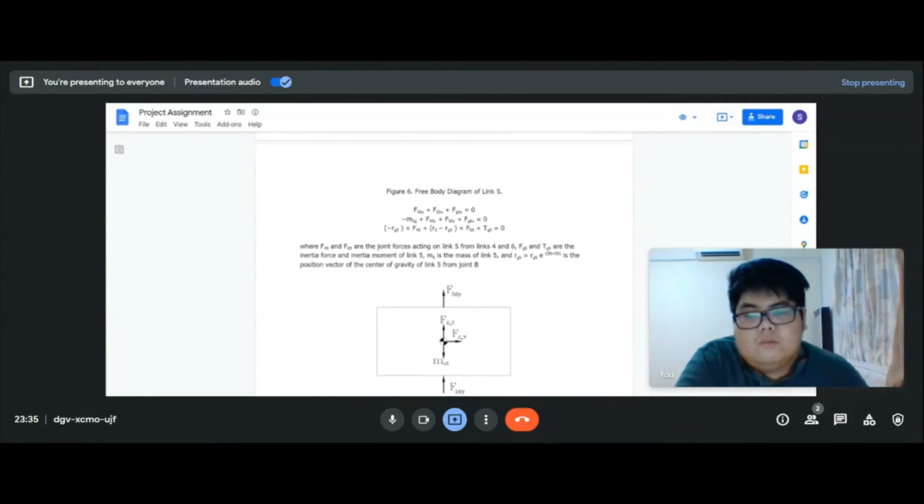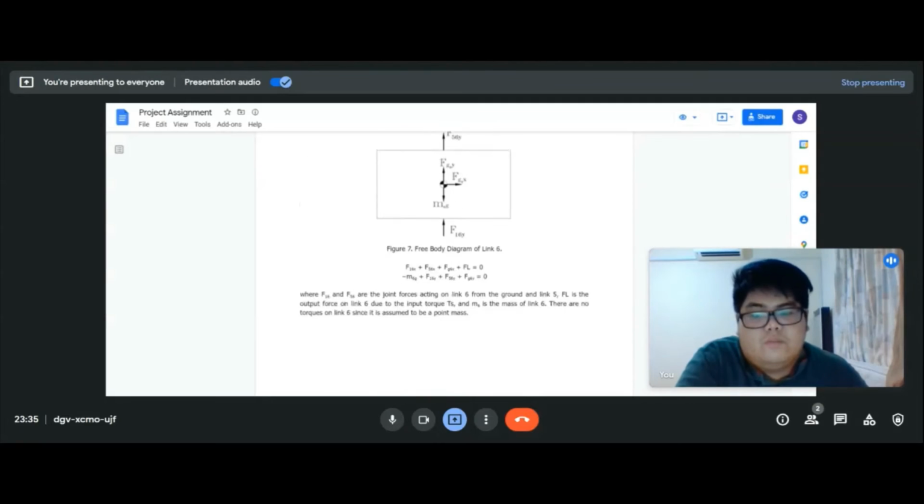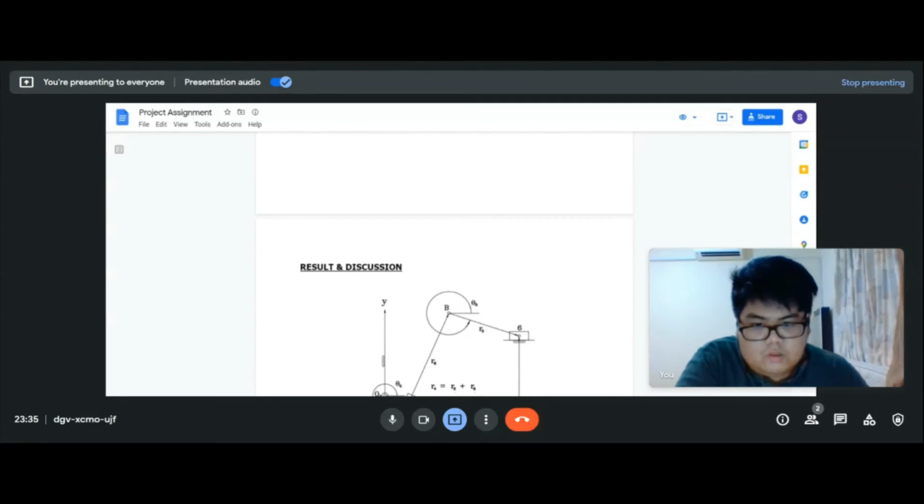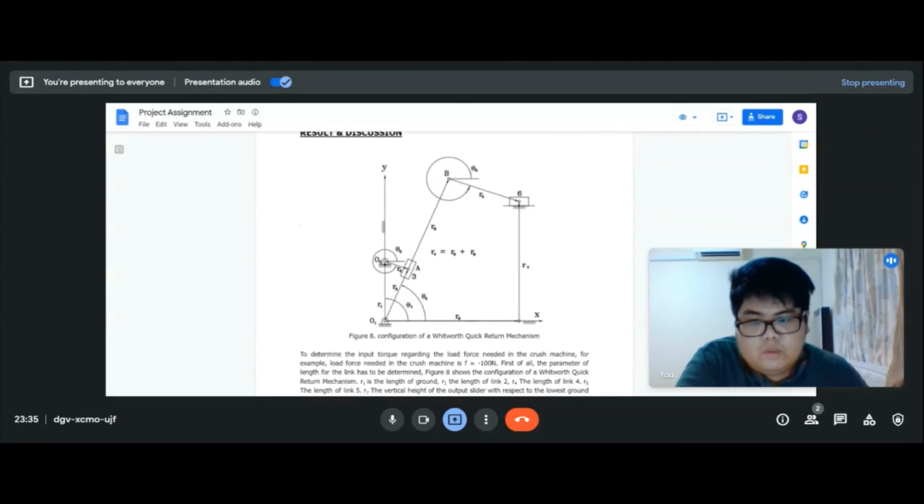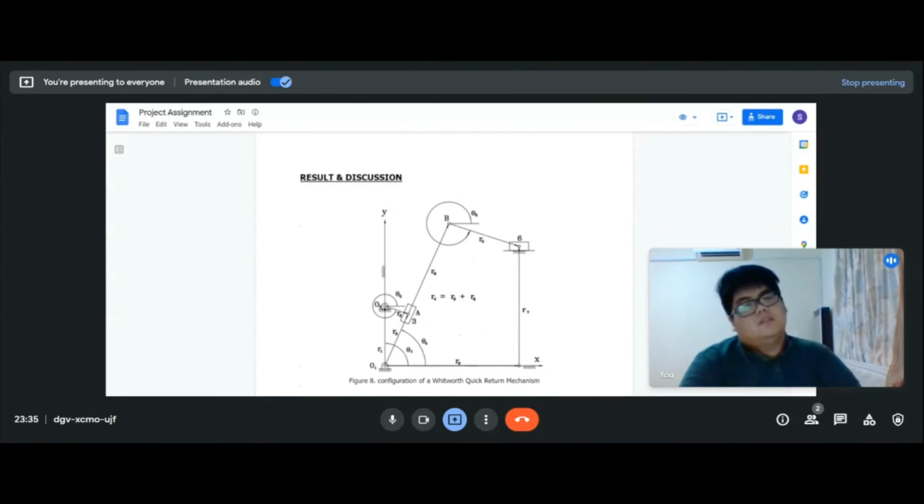equation, but it's all about similar, just changing the force that has been transmitted from link 3 and then transmitted to link 4. That's all we are changing. At the same time, we also change the center of gravity, which depends on which link we are in calculation. So we can jump to the result and discussion.